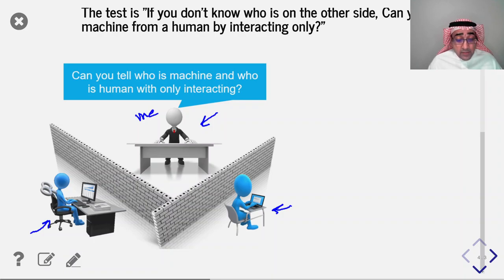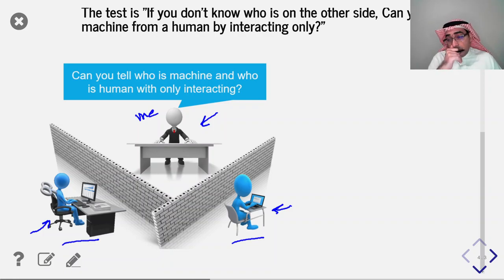So the Turing test basically says, if I interact with a human and I interact with a machine, and the machine can react just like a human and I cannot tell the difference between the human and the machine, I have achieved artificial intelligence. Okay? So the basic thing is, can you actually tell who is a machine and who is a human? If you can tell which one is a machine, then artificial intelligence has failed. And if you cannot tell whether it's a machine or a human sitting on the other side, then basically artificial intelligence has succeeded.